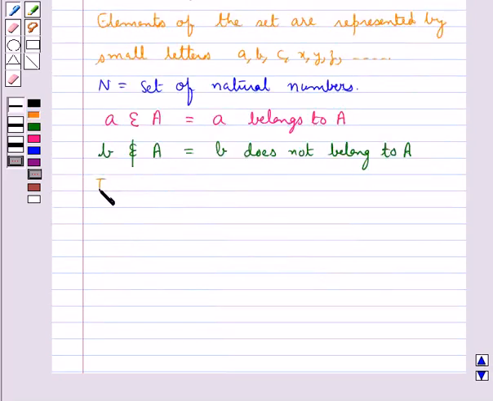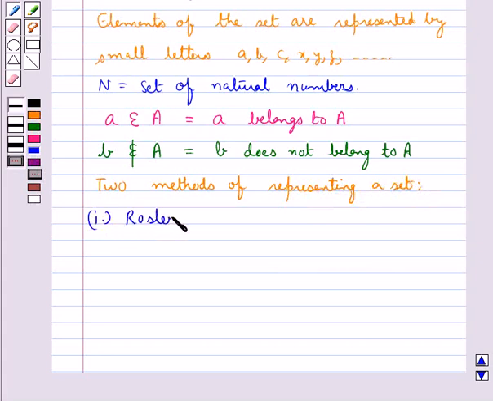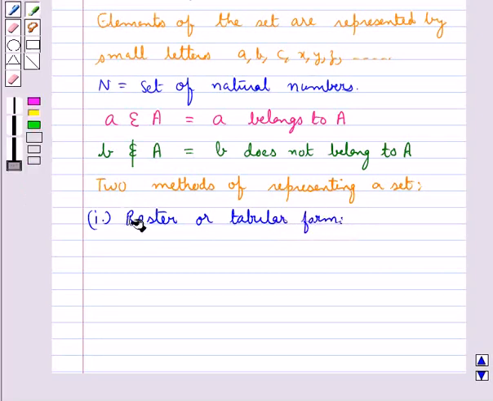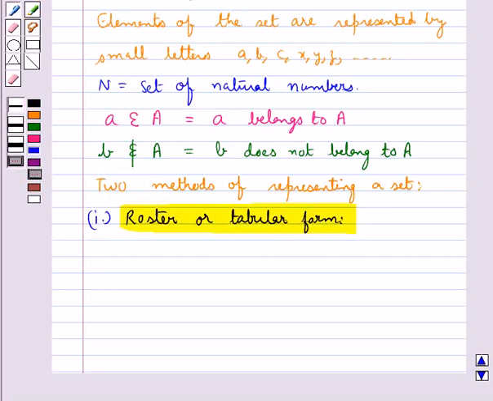Then next we have two methods of representing a set. The first one is roster or tabular form. In this form, all the elements of a set are listed. The elements are separated by commas and are enclosed within braces.